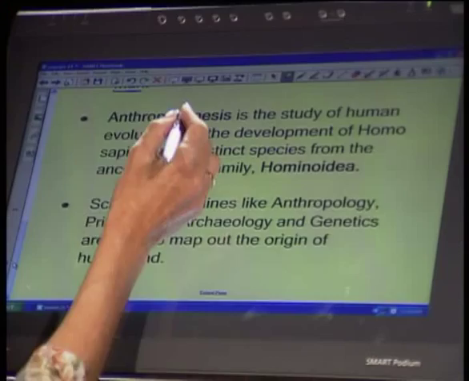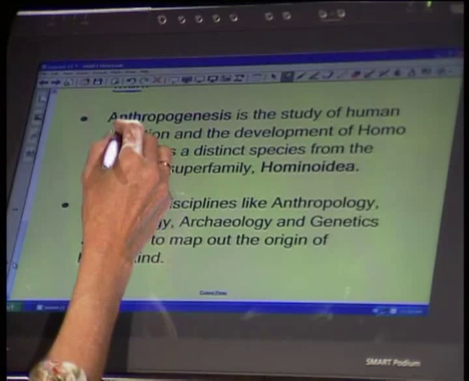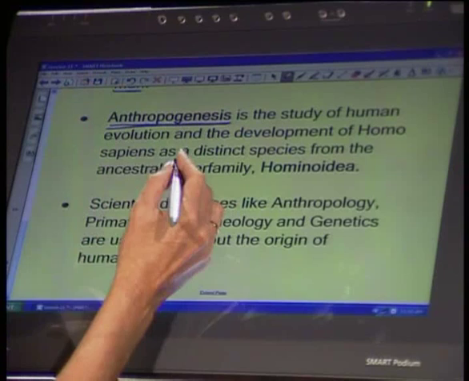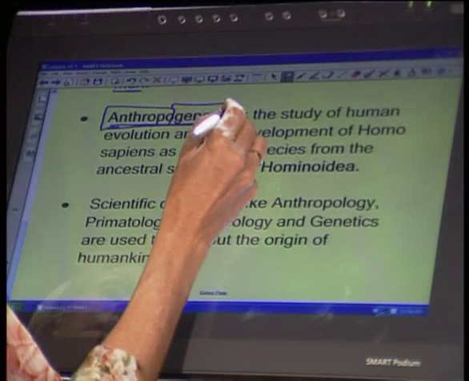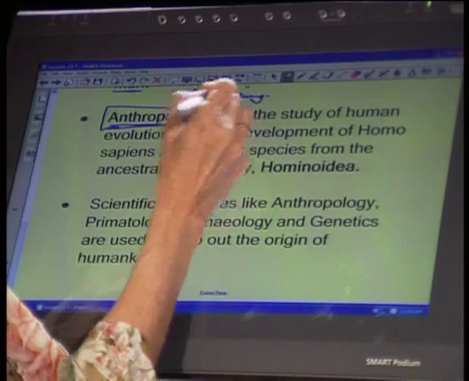So the anthropogenesis, okay? Well, now you may not know what this word means. So your anthropologists check out people and where they come from and where they originate from based on their beliefs and what. And genesis means the beginning. It means in the beginning. The genesis. So we have oogenesis, the beginning of the egg cell. We have spermatogenesis, the making or the beginning of the sperm cell. Okay, so genesis means the beginning.